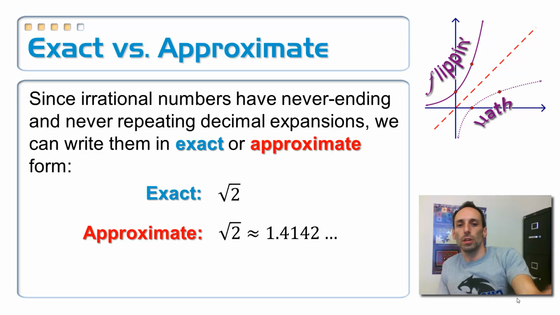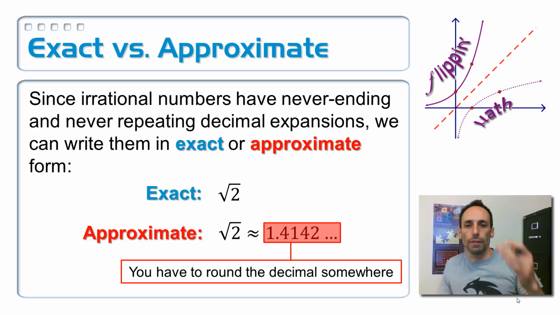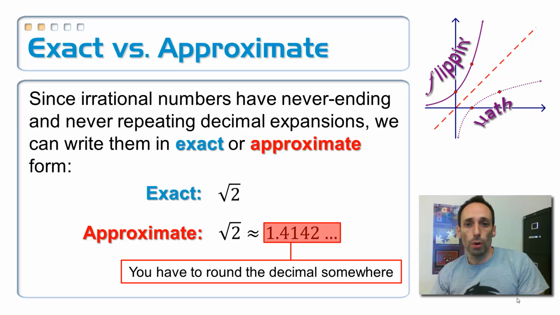The approximation here is 1.412 something something, and notice the ellipsis at the end, which indicates that I have to chop the decimal off someplace. If I stop the decimal, I've just approximated the number, because those decimals go on forever. The definition of rational was that the decimal either stopped or repeated the same pattern. The opposite for irrational is that it never stops and never repeats. So if I have to stop someplace, I've just approximated it.